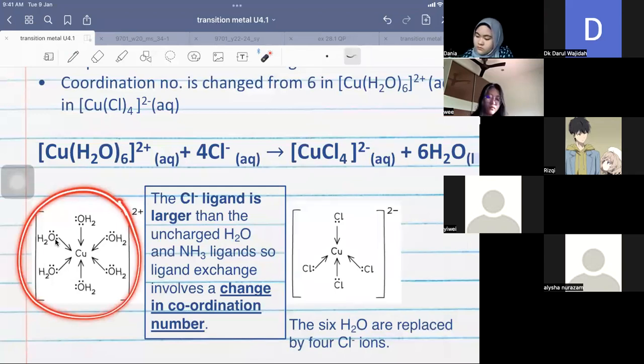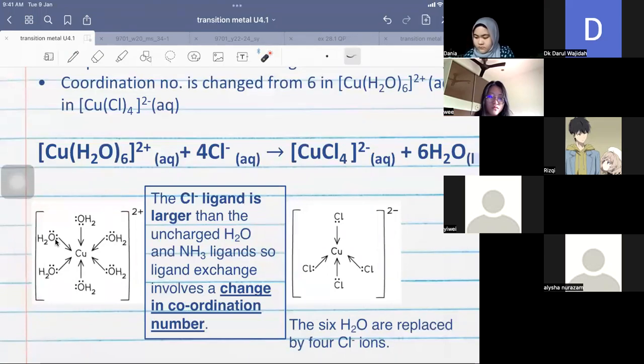Initially, you have copper 2+ with 6 water ligands. As you add hydrochloric acid, it's the chloride ions acting as ligands that will exchange or replace the water ligands in the original molecule. Because chloride is bigger than water molecules, it can only accommodate 4 chloride ligands. There's not enough space for 6 chloride ligands to arrange themselves around the copper 2+ ion. The reason is purely size. So you can see there are only 4 chloride ligands arranged around the metal center ion.